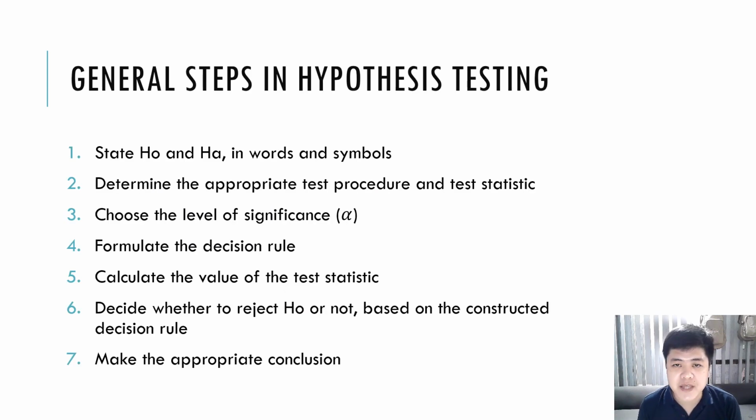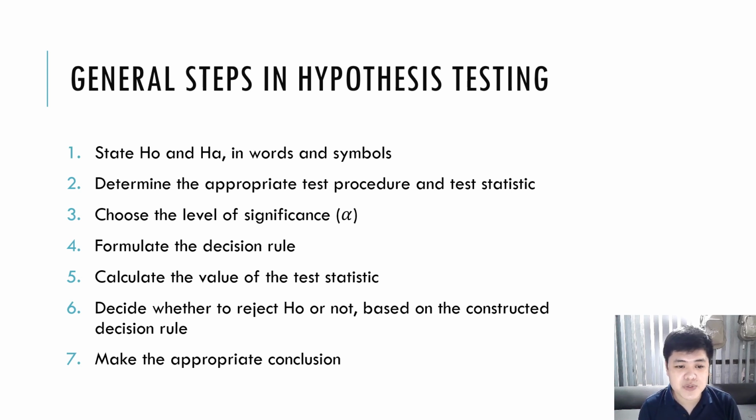Here are the general steps that we're going to follow in hypothesis testing. First, state your null and alternative hypotheses both in words and in symbols. Number two, determine the appropriate test procedure and test statistic. I'm going to show you the test statistic every lecture, yung gagamitin natin for that particular test. And for the test procedure, I'm going to provide a table that you can use to decide which is the most appropriate test to be used.